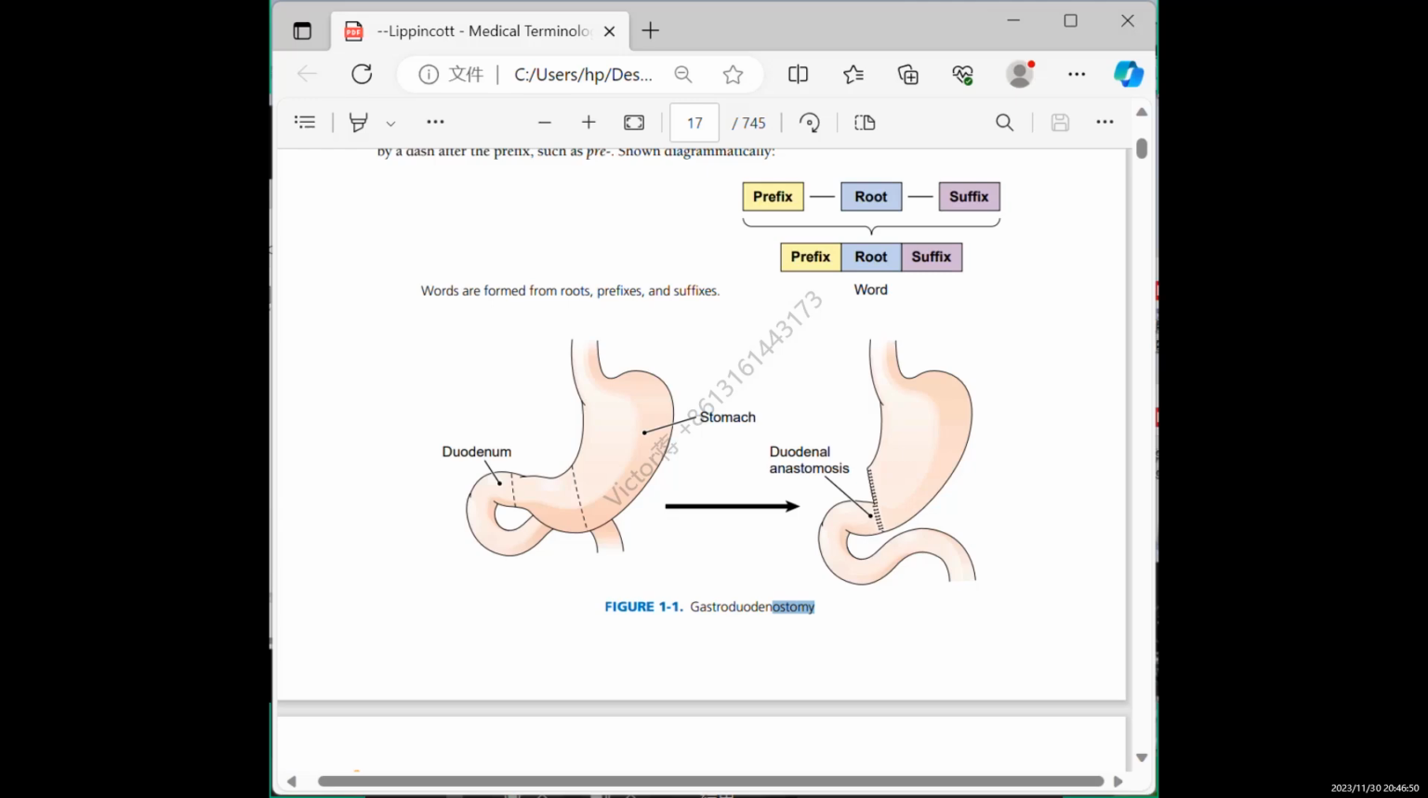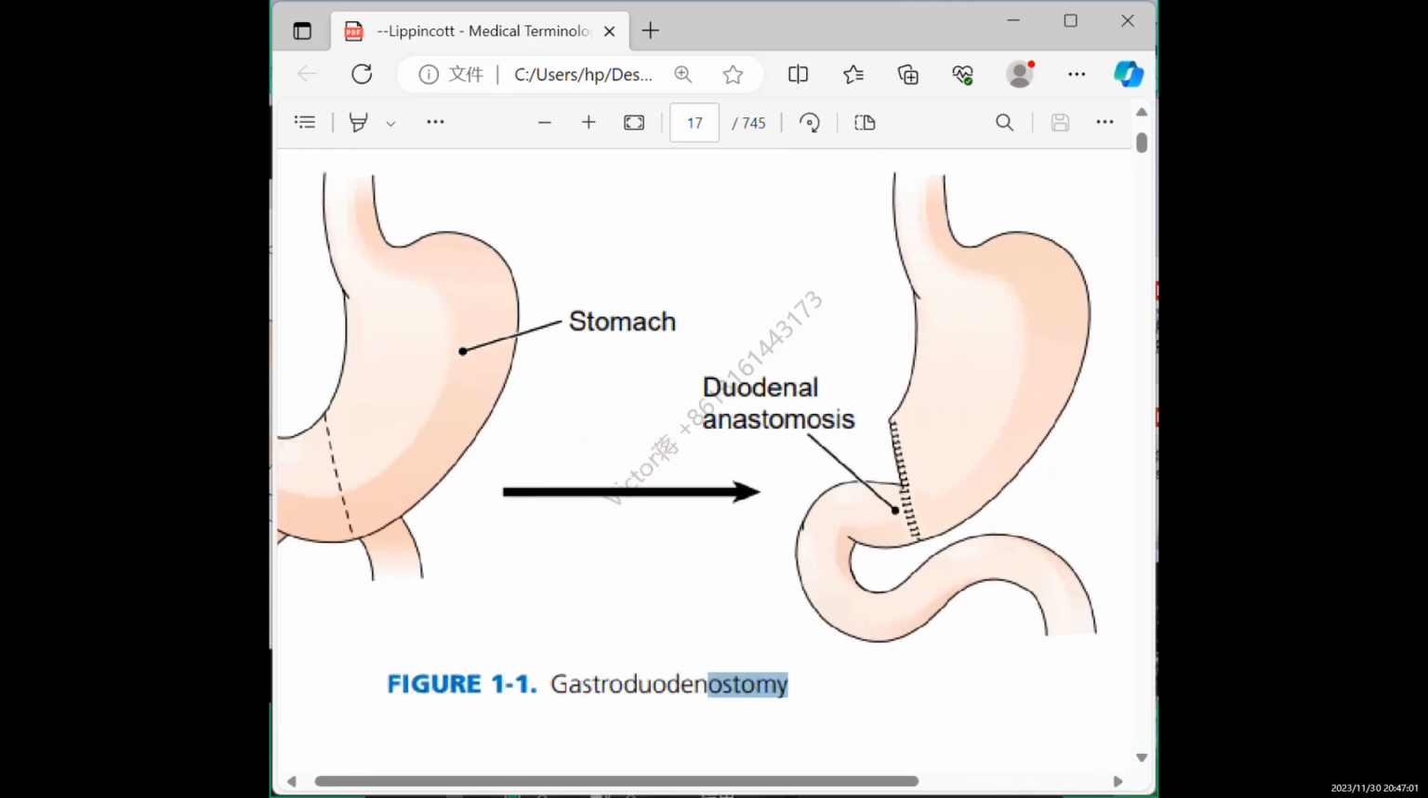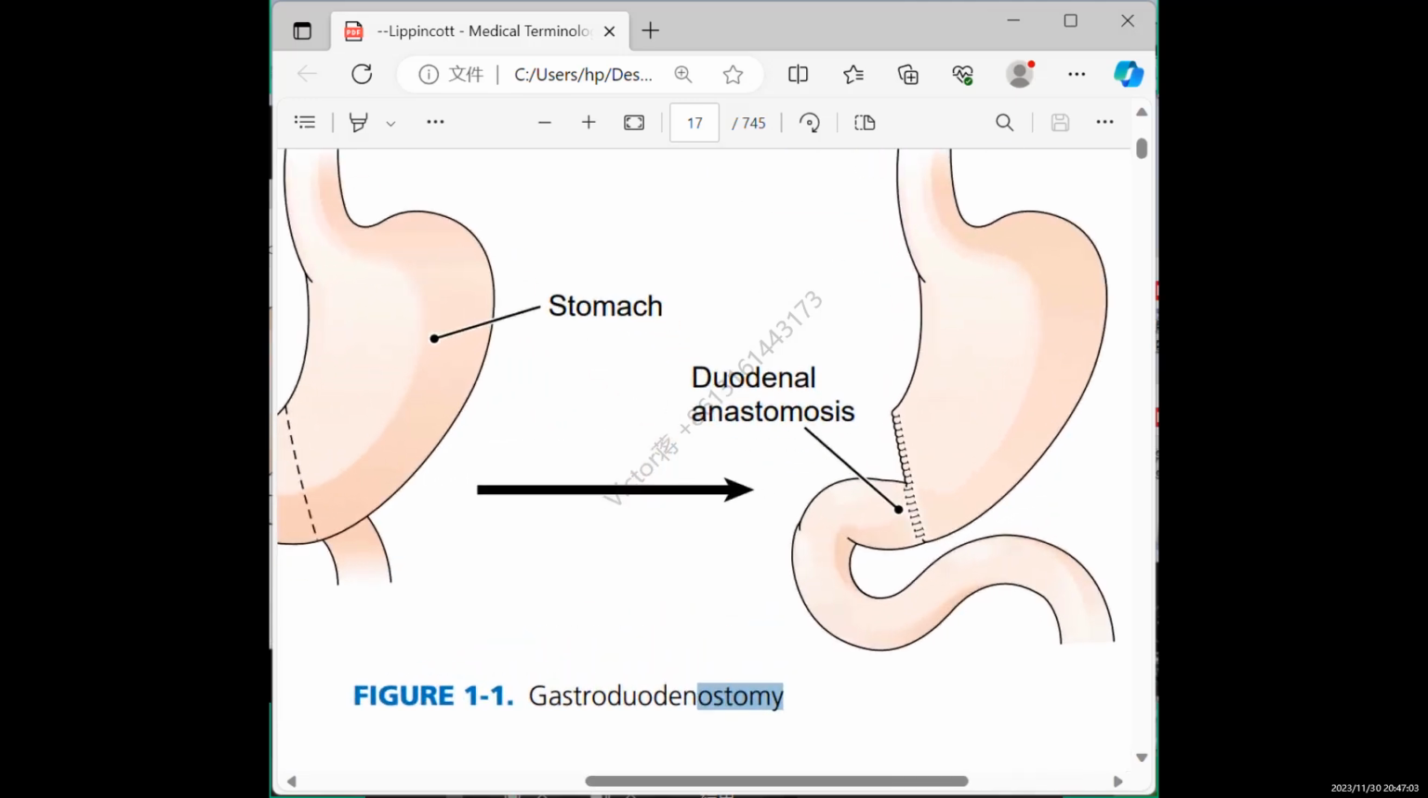So here, the two parts, the stomach and the duodenum, are connected or sutured with each other, and this process is called here anastomosis. See here, duodenal anastomosis. Okay, anastomosis.